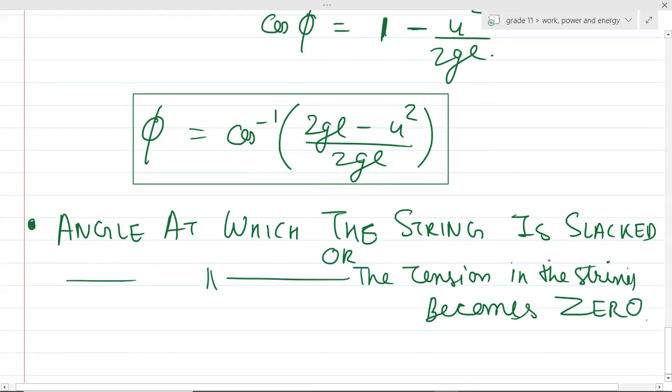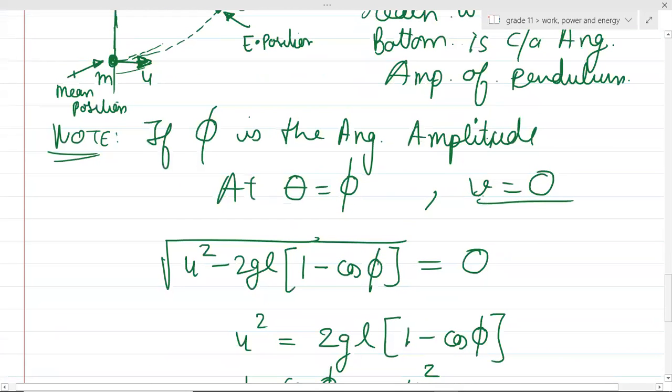Sir, why is it important? Is it important? Yes or no? The importance of this thing you will know when we'll discuss the special cases. Okay.